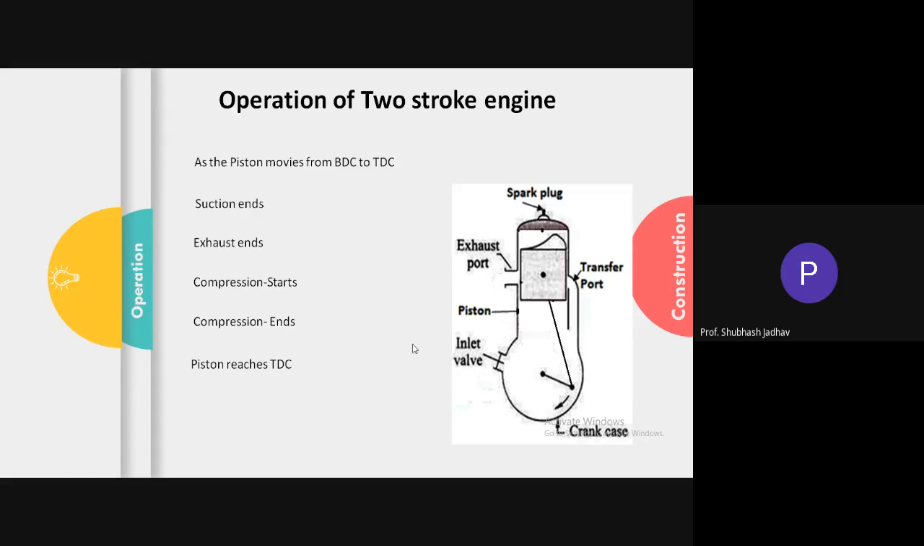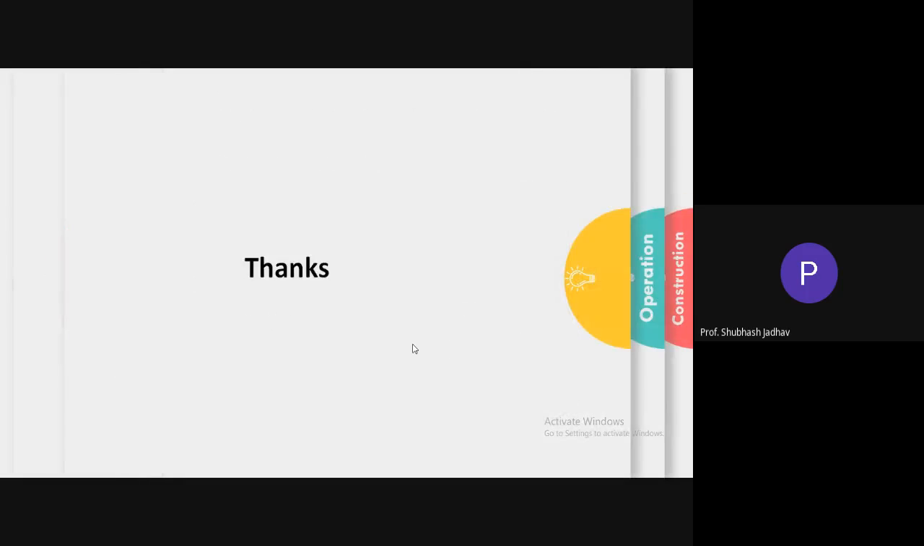So summarizing, we said that as the piston is moving from top dead center to bottom dead center, the expansion, then the exhaust and the suction happen, and when the piston is moving from BDC to TDC, then the suction ends, then the exhaust ends, and then the compression starts and compression ends. So this is what we discussed.